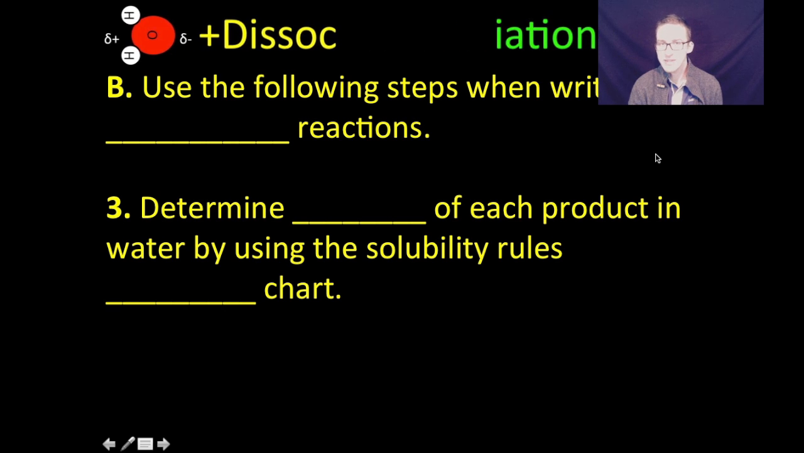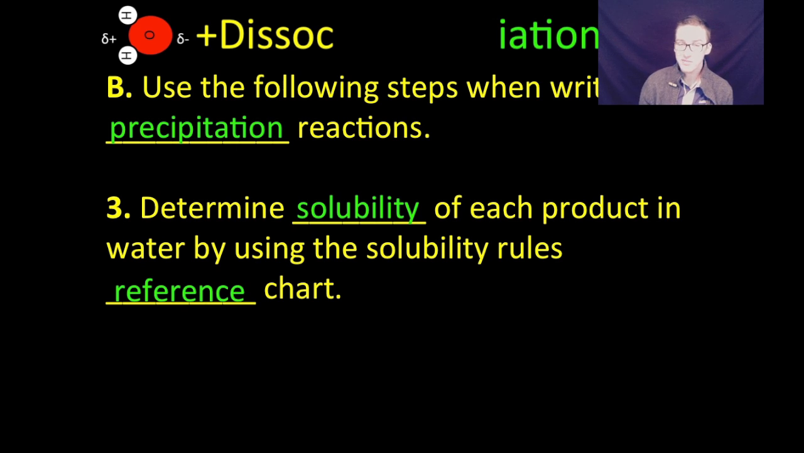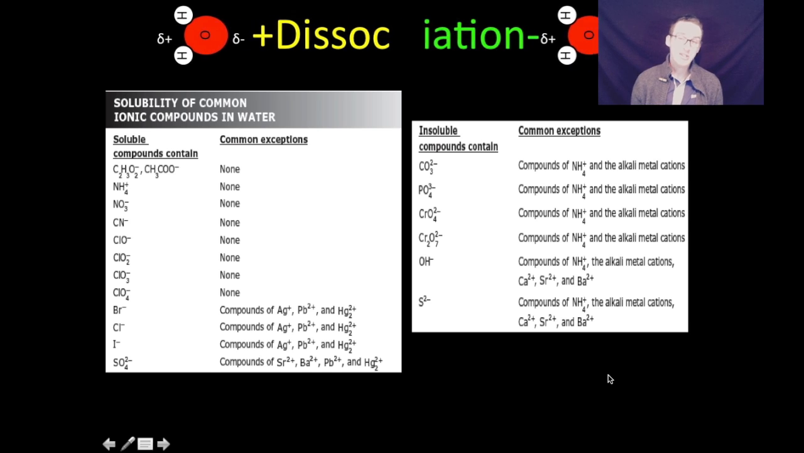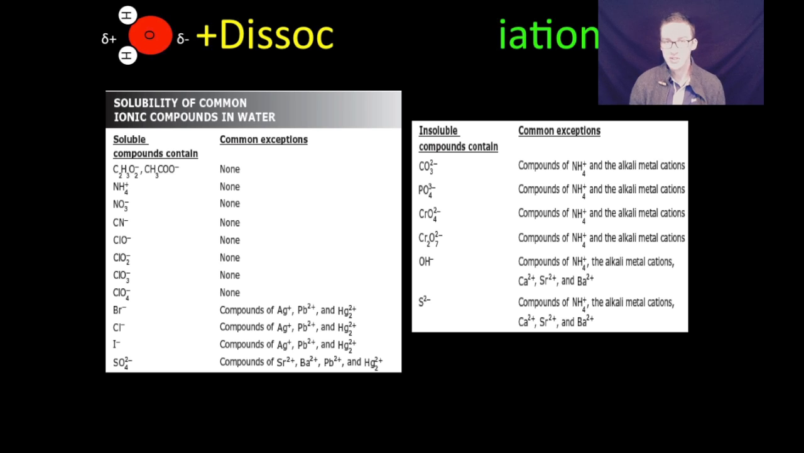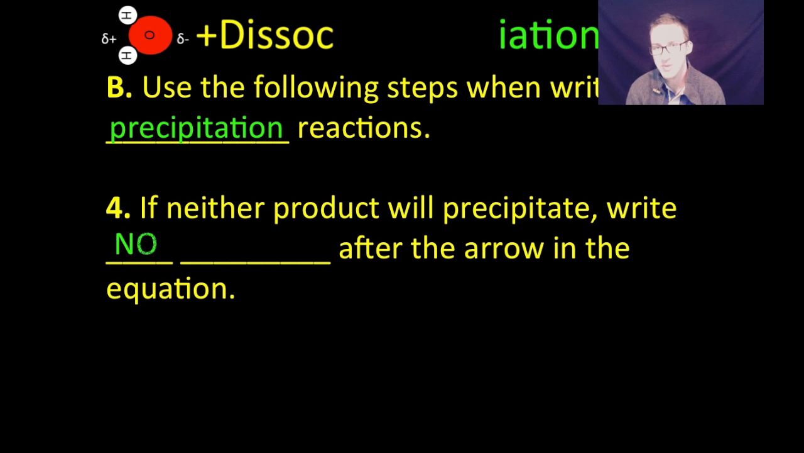Your next step is then to look at each of those products and look at your solubility rules on your reference chart to see if any of those possible products are insoluble. Basically, you're just going to go to your reference chart and ask yourself, do any of the products hit any of these insoluble ions? Sometimes you'll hunt and hunt and hunt, but no precipitate is going to form. In that case, you'll just write no reaction after the arrow. Sometimes you mix things together and nothing happens.